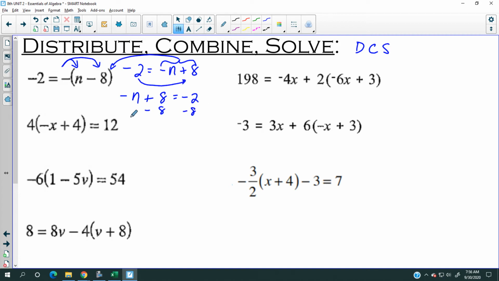Just a good old two-step equation. So that cancels out. I bring down the negative n. Negative 2 minus 8 is negative 10. Divide both sides, because this is a negative n, so that's negative 1n. Divide both sides by negative 1. This cancels out. n equals positive 10.